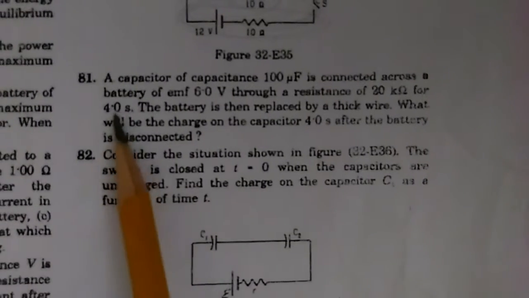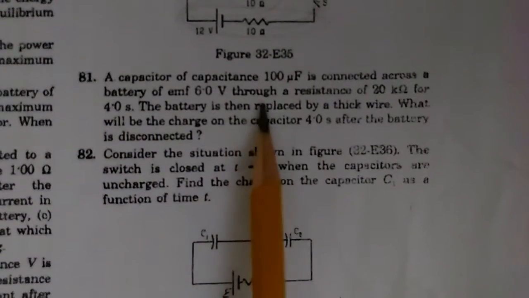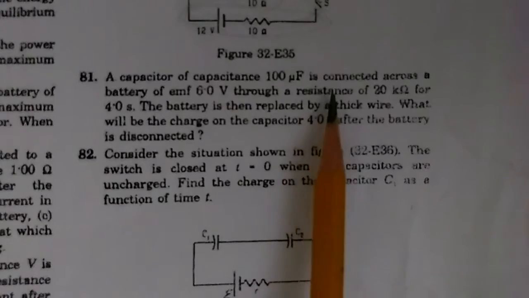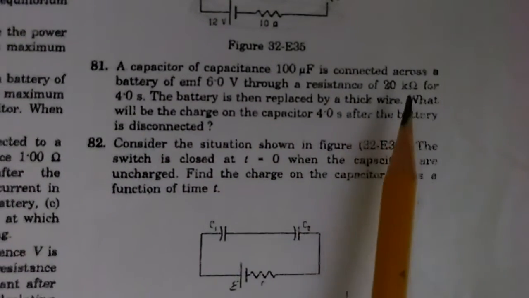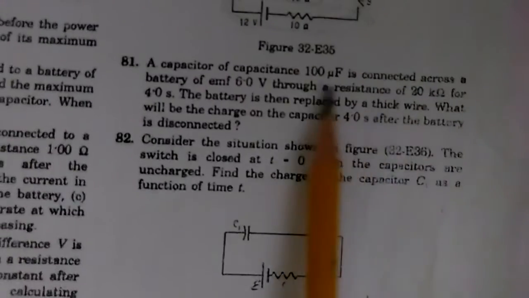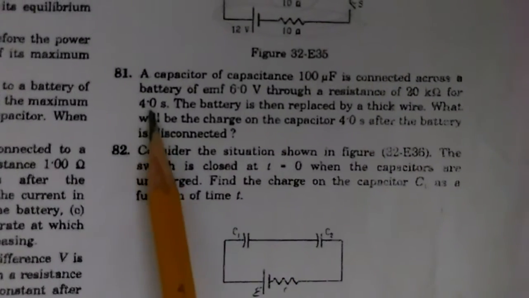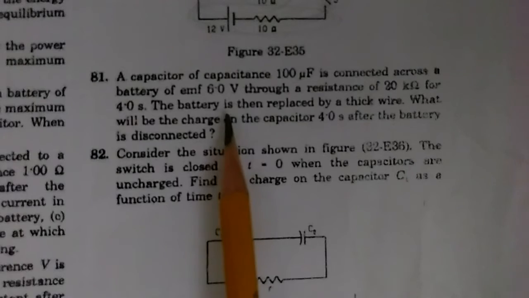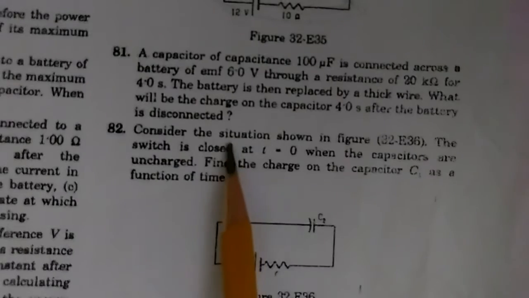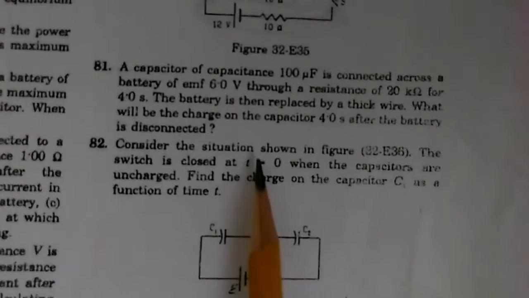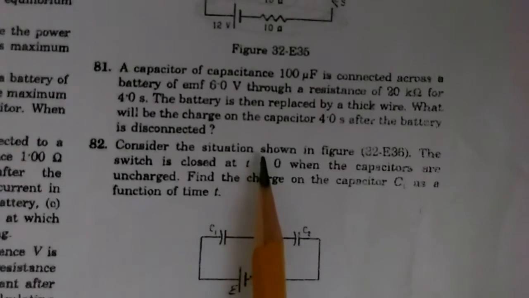In problem number 81, we have a capacitor of capacitance 100 microfarad connected across a battery of 6 volt through a resistance of 20 kilo ohm for 4 seconds. The battery is then replaced by a thick wire. What will be the charge on the capacitor 4 seconds after the battery is disconnected?